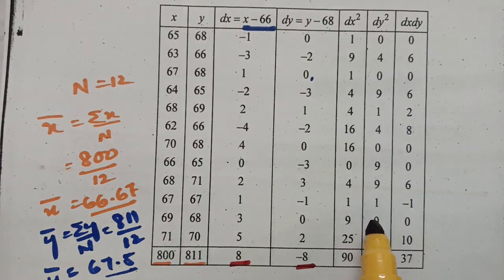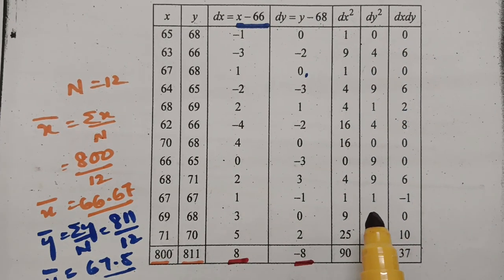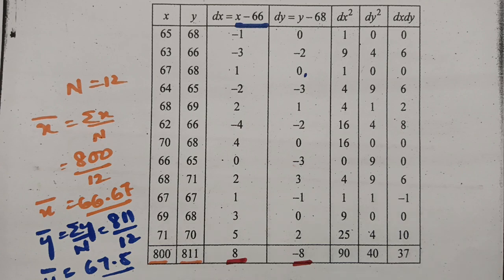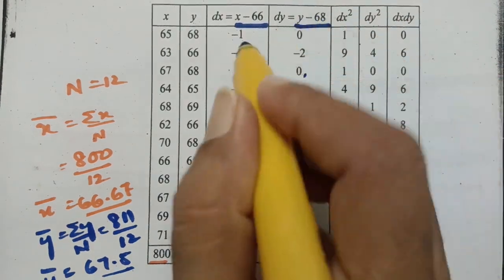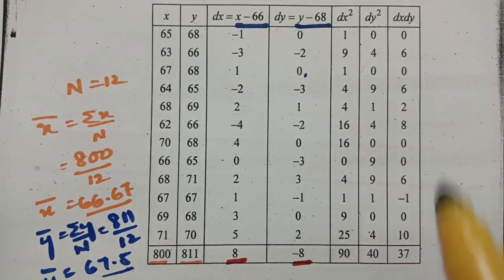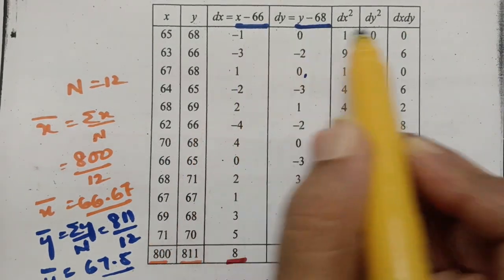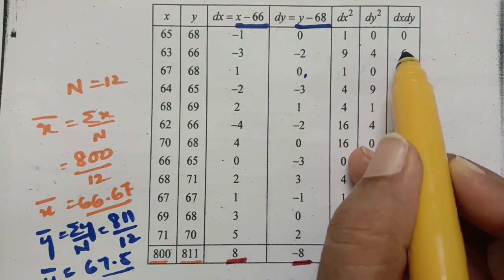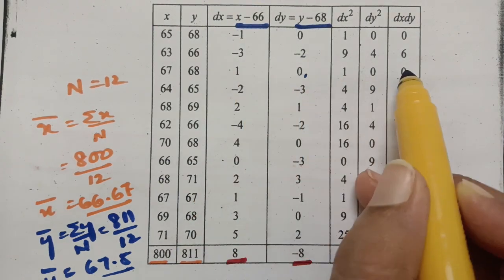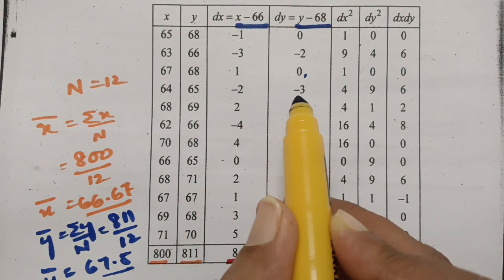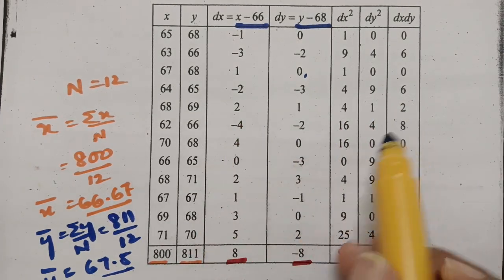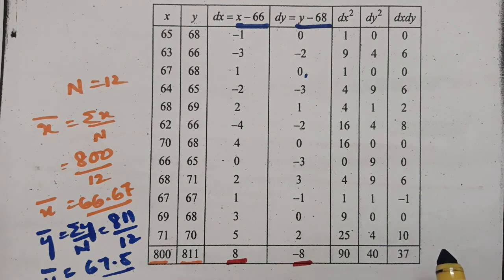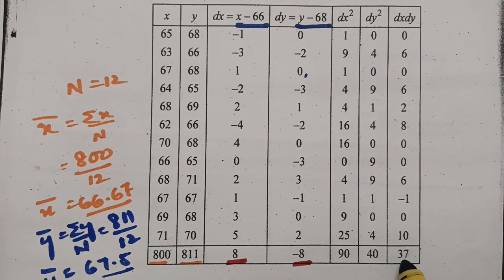So we have to fill the dy square column, and the next one is dx dy. So this is dx and this value is dy. Here we have to multiply these two, and this will be dx dy. Minus 1 into 0 is 0, minus 3 into minus 2 is 6, 1 into 0 is 0, and minus 2 into minus 3 is plus 6, 2 into 1 is 2, and minus 4 into minus 2 is 8, and like that we have to fill this column. So this is dx dy.